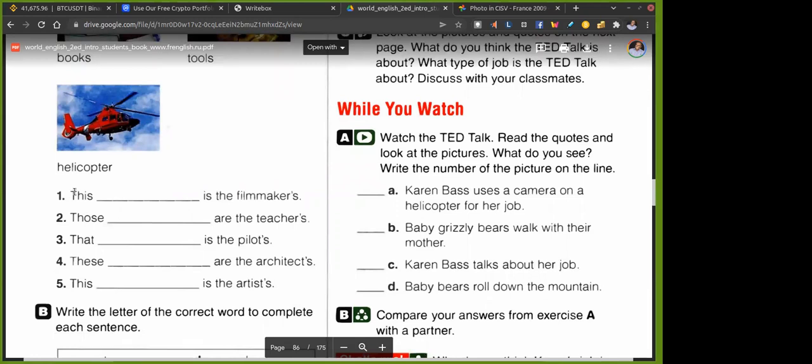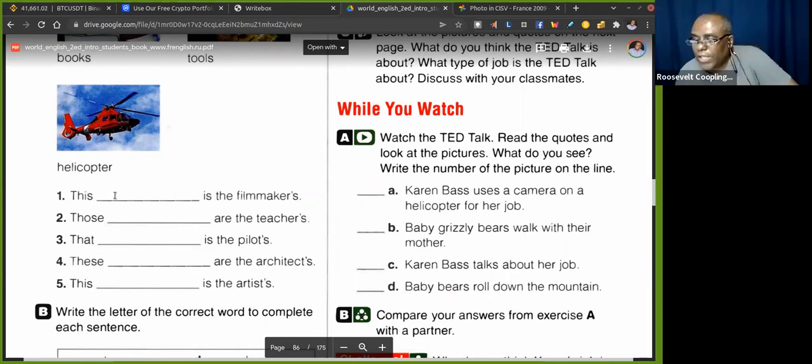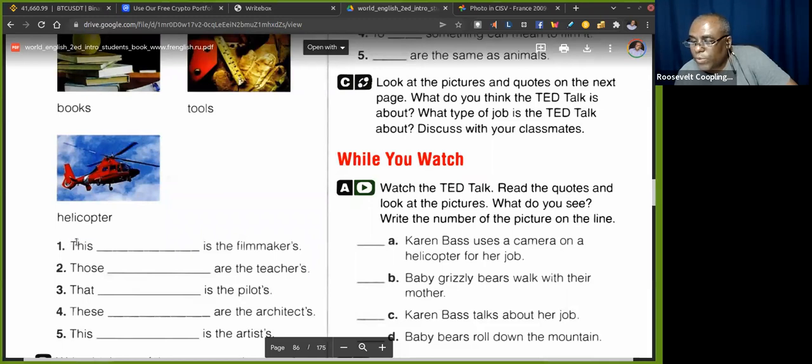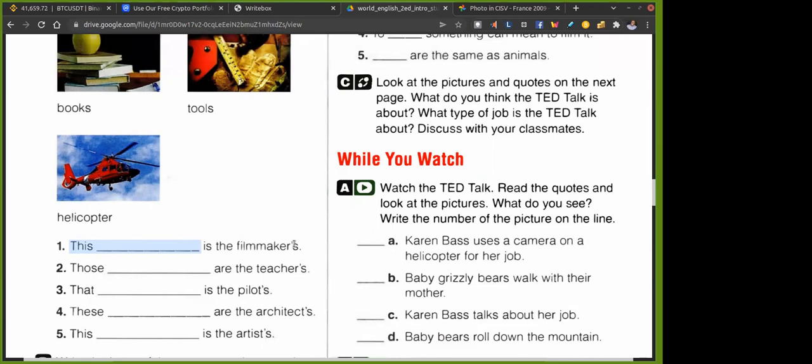The number 1, the letter B. What is the letter of the correct one? Oh, no. Yeah, but not the letter B. I want this one here. Where, for example, this camera is the filmmaker's. Okay.